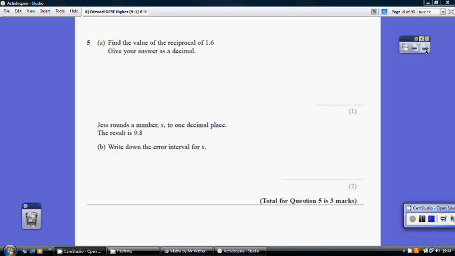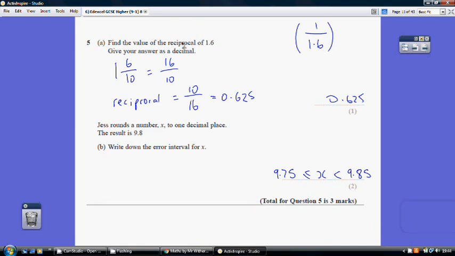Question 5. So the reciprocal of a number is just 1 divided by the number itself. So it's just literally 1 over 1.6, which is 0.625. If you want to work it through without relying on your calculator, obviously 1.6 is 1 6/10, which is 16 over 10. Flip it over, you get 10 over 16, which is 0.625.